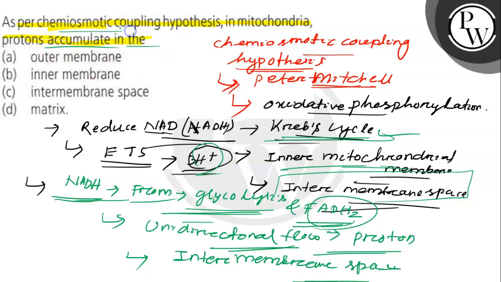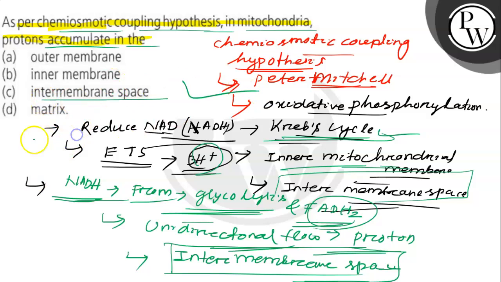So the question is asking where the protons are accumulated. As per the chemiosmotic coupling hypothesis in mitochondria, protons are accumulated in the intermembrane space. So the correct answer for this question is option C.